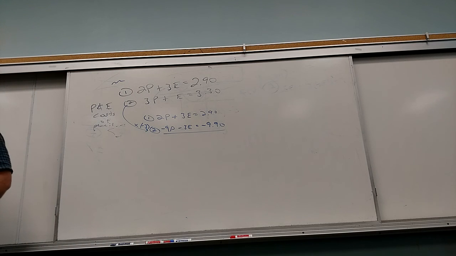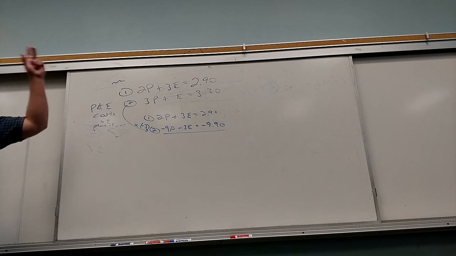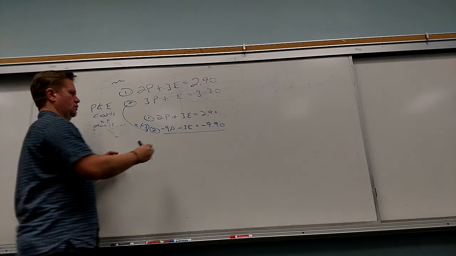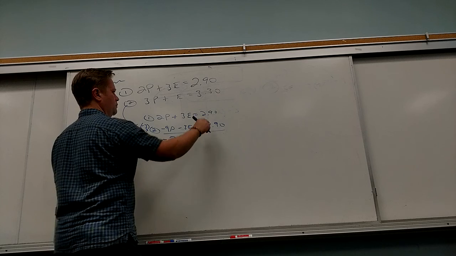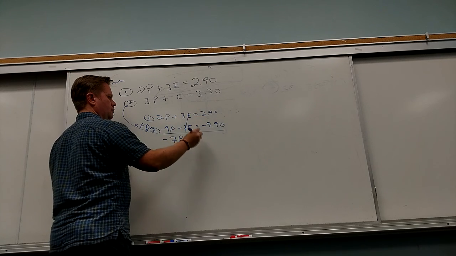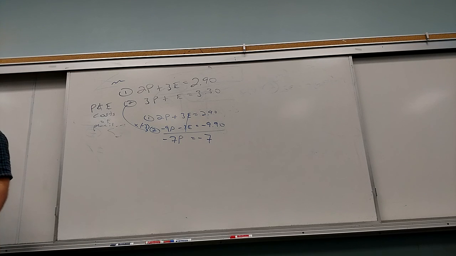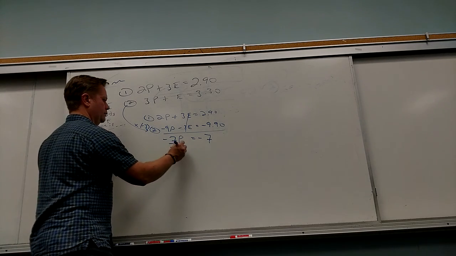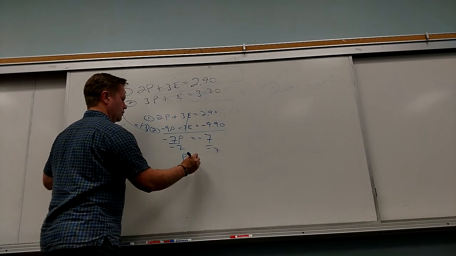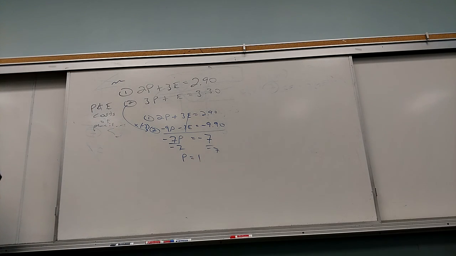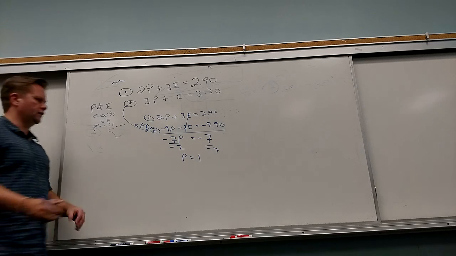Just like a normal word problem, once you get the equation, or in this case equations, set up, the rest should be easy. Negative 7p equals that. So then I get p is 1. What does that mean? Does that mean 1 pencil? No, it means $1. $1 per pencil.